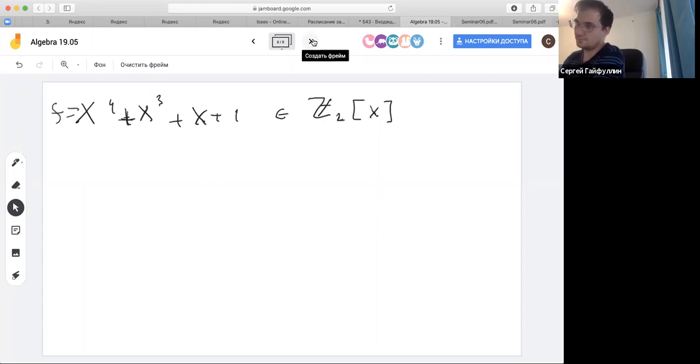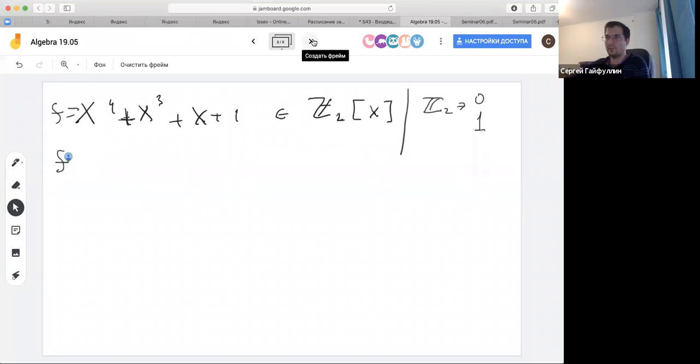What roots, a priori, can it have? We have just two elements in Z2, element 0 and element 1. So if f has a root, then it is either 0 or 1. Okay, let us try.